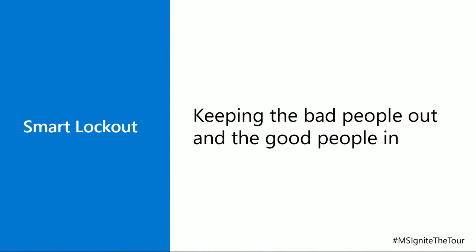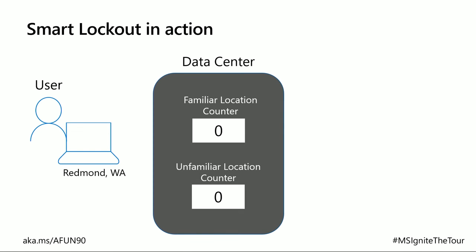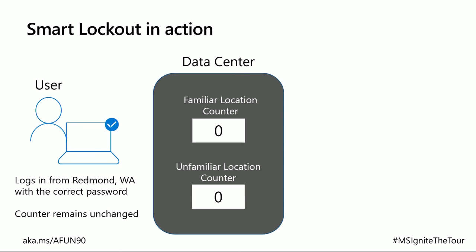And then get access to your cloud resources, your SaaS applications, and your on-premises apps. I'm going to show you something really quickly called Smart Lockout, which blew my mind as an on-prem sysadmin. So we're used to somebody stuffing up their password enough times that it eventually locks their account out and doesn't let them in. With Smart Lockout, we can have someone who's normally logging in from Redmond, and we keep two different counters, a familiar location and an unfamiliar location.